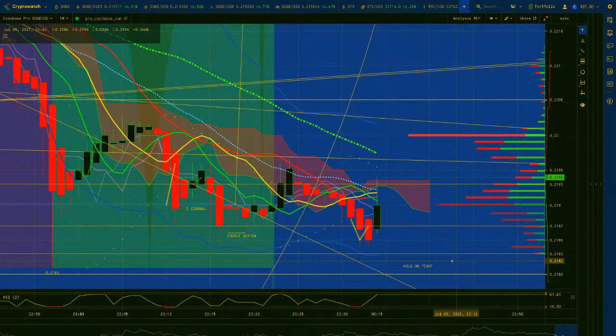I don't know if anyone's watching this anymore, but if you would have taken that long play, you would have been up 22% on a spot position. Beautiful.